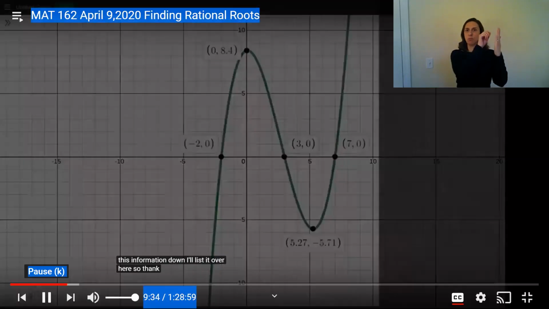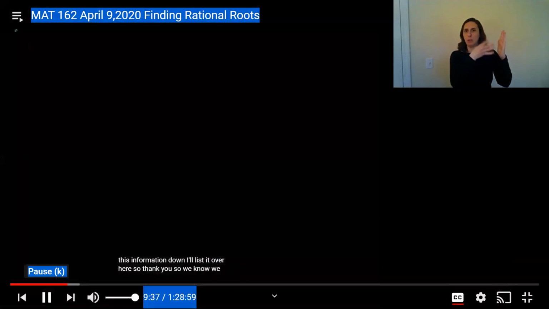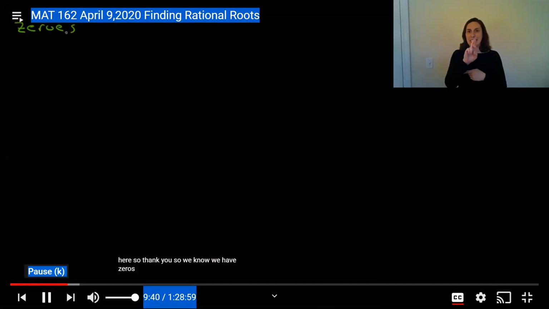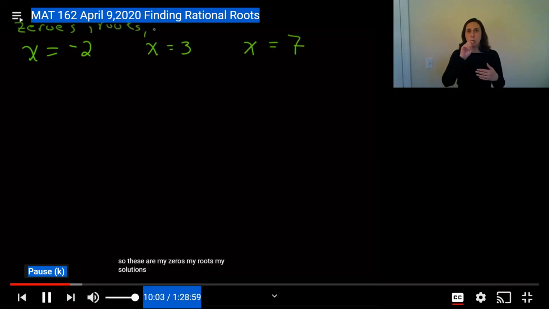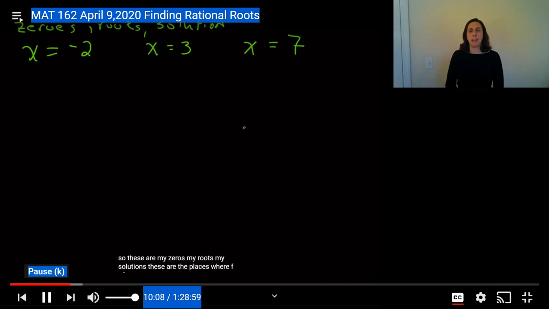So come back here. We know we have zeros where x equals -2, 3, and 7. So these are my zeros, my roots, my solutions. These are the places where f of x equals 0. It crosses the x-axis. But what I want to find is f of x.